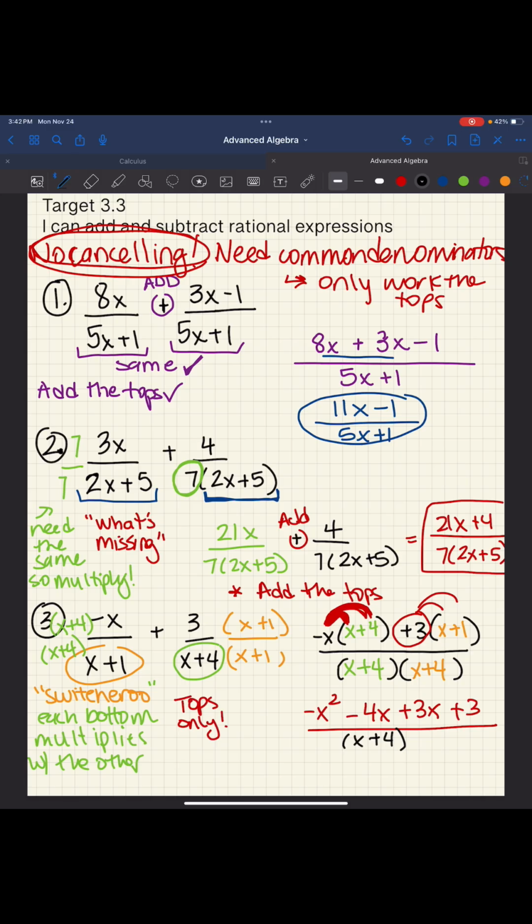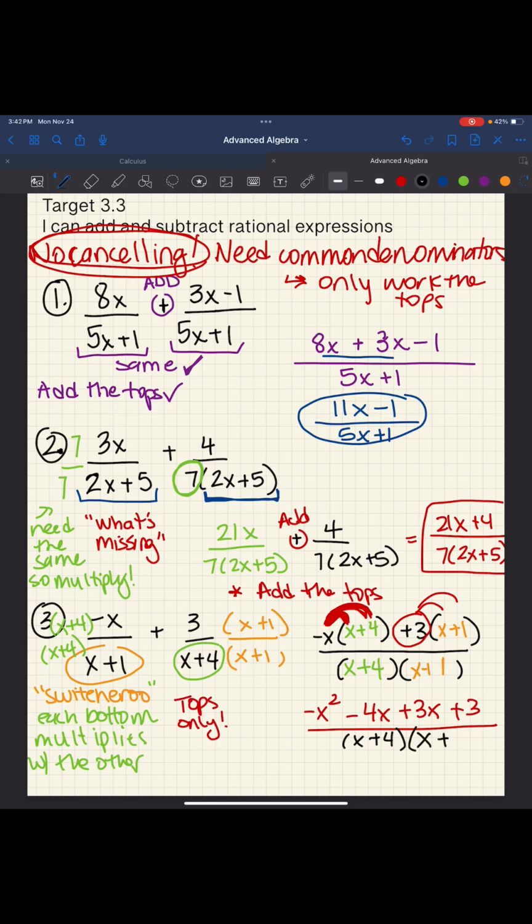Oh my goodness, you've probably been yelling at me for a while. I have two of the same binomials. My orange did not get copied correctly. It should be x plus 4 for green and x plus 1 for orange. My apologies. And so then I'm going to finish writing the bottom.